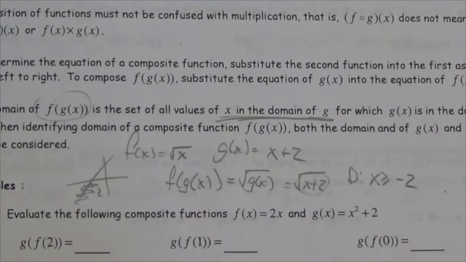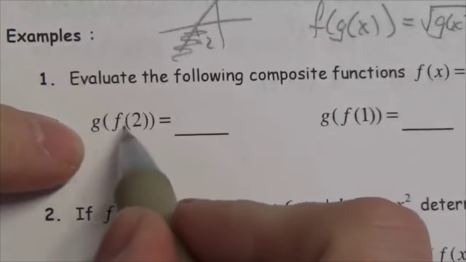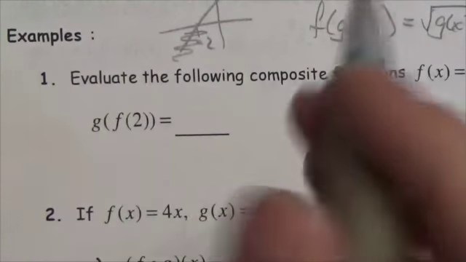You're going to have to look at a few questions before that'll make perfect sense to you. Evaluate the following composite functions where f of x is equal to 2x and g of x is equal to x squared plus 2. Okay, so what we're doing here is we're composing g with f. So we put f of 2 in there.